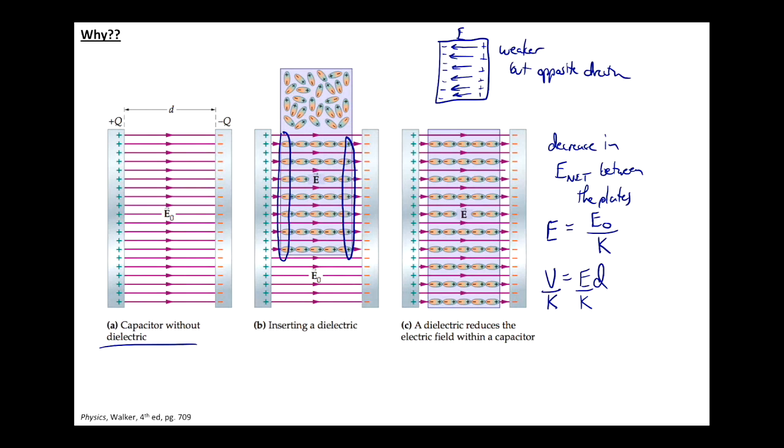All right, so the reason the potential is dropping is because the electric field is dropping. The capacitance doesn't remain the same. The charge remains the same.